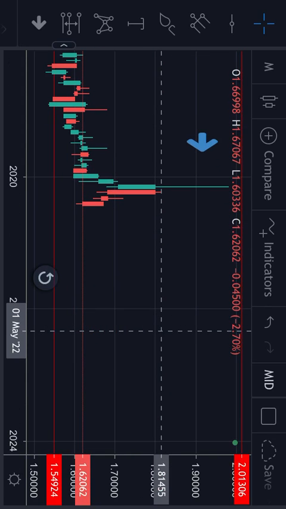And so then we see a downward momentum. Now, where do you think the next level of support would be? Probably where previous support was, right? So in this area right here.